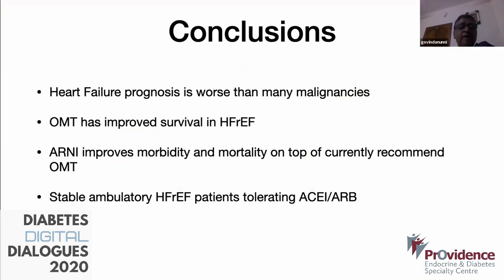Stable ambulatory heart failure with reduced ejection fraction patients tolerating ACE and ARB is the class 1 strong indication for ARNI. Acute heart failure and heart failure with preserved ejection fraction, we will have to wait for more data before starting ARNI in these patients.